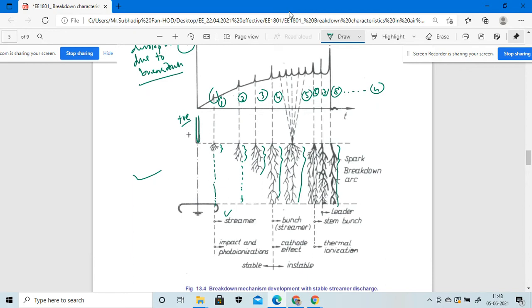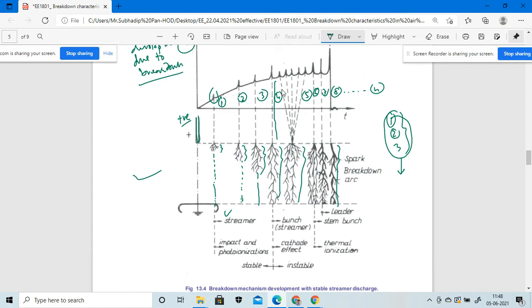In this case also, up to this portion, that means number 1, number 2, and number 3, all these spark breakdown arcs have a stable operation, and the impact ionization process is due to the streamer breakdown, right? After this, the number 4 spark breakdown arc, this particular breakdown arc, will have a branch streamer.